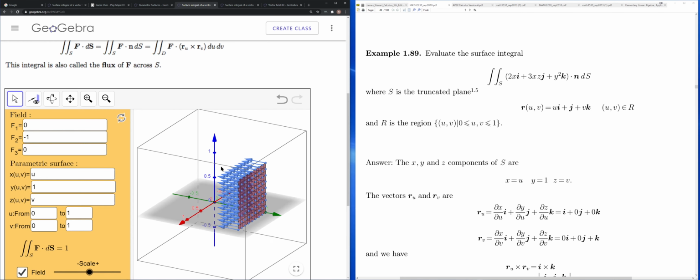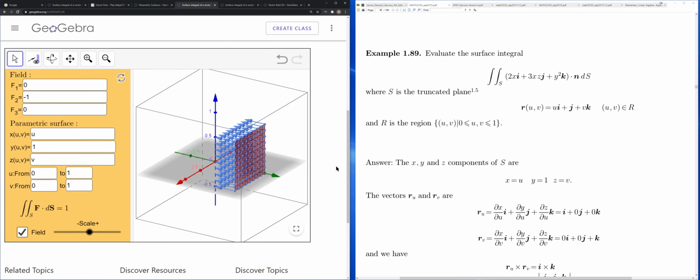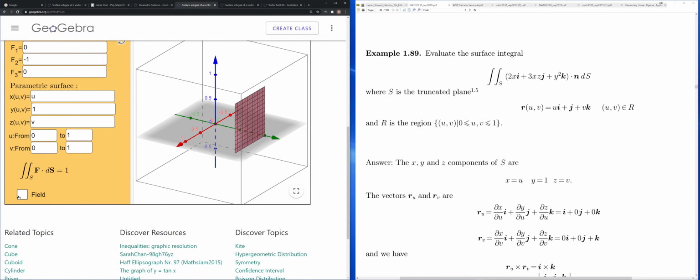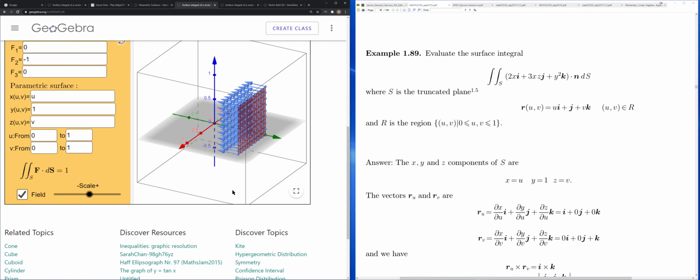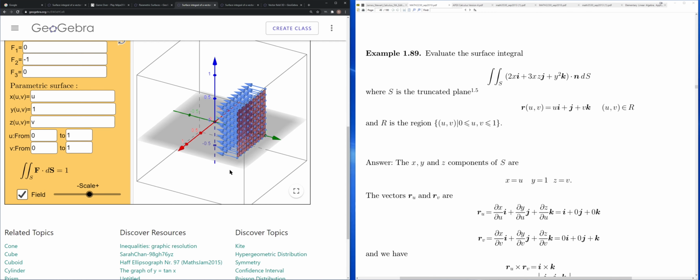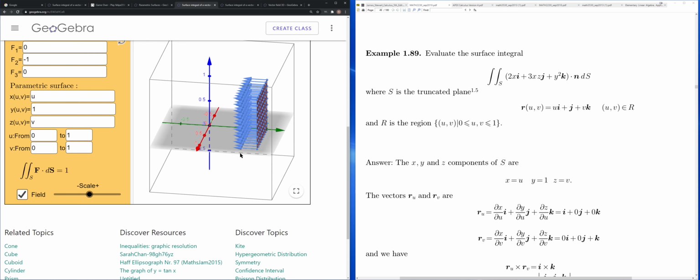Okay, so what I did over here, it's the same surface S here, right? It's the surface S over here, your truncated plane. But in this case, the orientation that you get from the RU cross RV is in fact giving you minus j. So the orientation for your plane over here is in fact not in the y direction, but actually the exact opposite of the y direction.